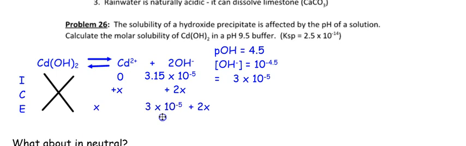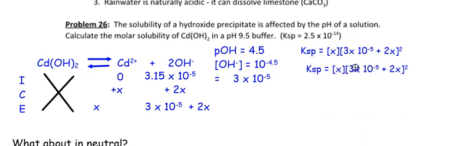I'm going to scooch it over so I have a little more room. Okay, so now what? Well, Ksp is equal to, let me find where I put it. Let's just go ahead and do this. I guess I didn't show my cadmium and then my hydroxide. And now what? I'm going to assume x is small, 10 to the negative 14th, I sure hope so. And so I am going to do something like this.